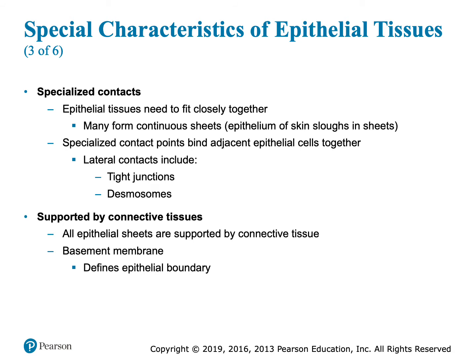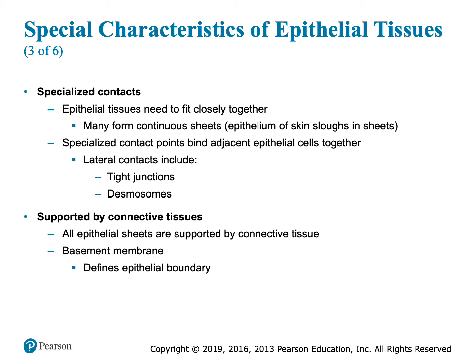Specialized contacts. Tight junctions and desmosomes are going to make sure that those cells are stuck really well together. When you get a sunburn, you can visualize how that happens, right? You get a sunburn and you start to peel, it comes off in sheets. It comes off in sheets because they're stuck together by these tight junctions. On the sides, they have desmosomes, which are like zippers.